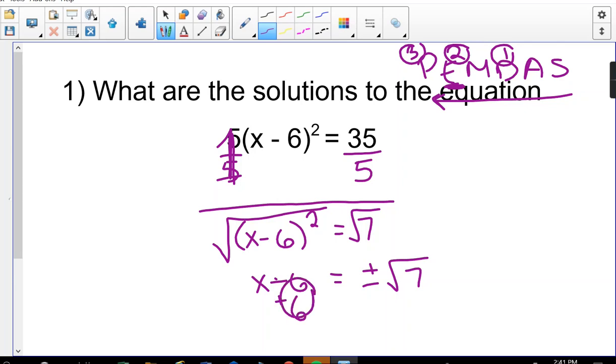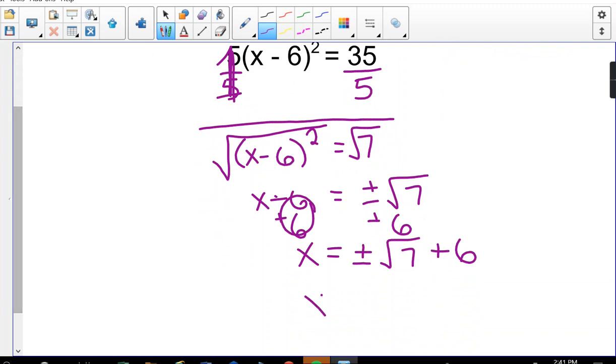Negative 6 and 6 is 0, so we're just left with x. If we added 6 on the left side, we'll add 6 on the right side as well, and our answer is ±√7 + 6, just like that. Or we could reverse the order, and we could say that x is 6 ± √7.